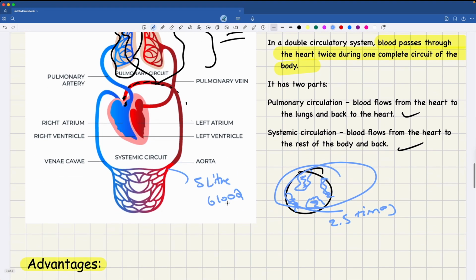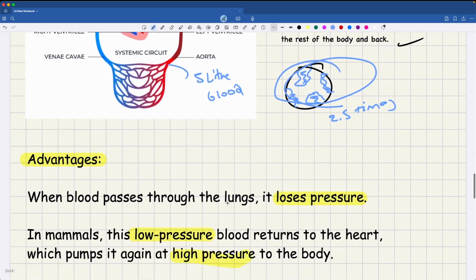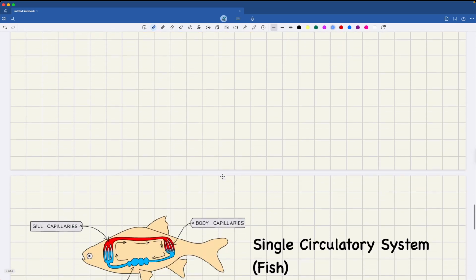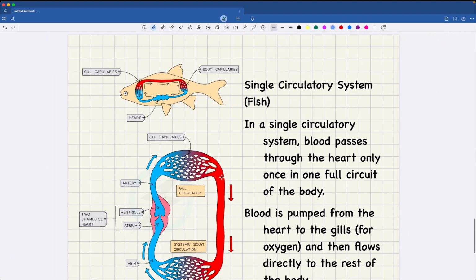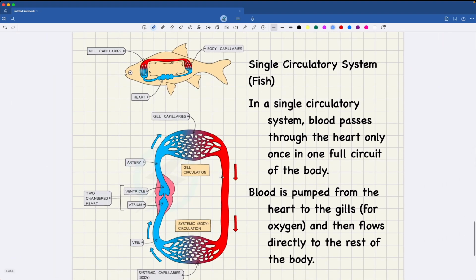Now let's look at the other system, which is the single circulatory system. In the single circulatory system, as you can see, blood passes through the heart only once in a full complete circuit. Look at this heart, right? This is the heart. For one complete cycle, the blood flows only once.